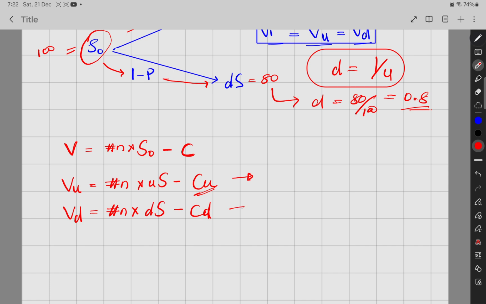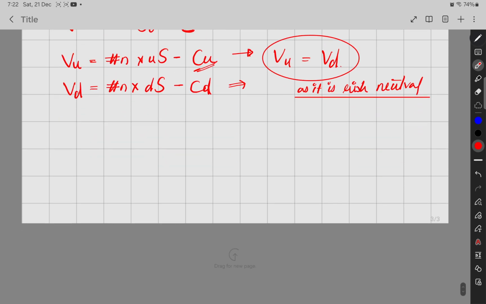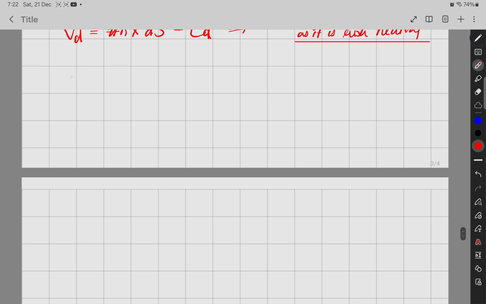Okay, the essence of this is that VU should equal VD. Why? Because we are risk neutral. So we need to first understand how you get to risk neutral. Let us first try to understand the CU value.